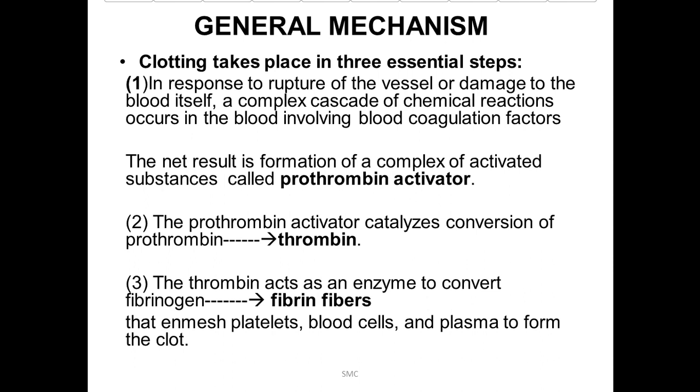Second, the Prothrombin Activator catalyzes conversion of prothrombin to thrombin. And this reaction, the conversion of prothrombin to thrombin in the presence of Prothrombin Activator, is the rate limiting step of clotting. Third, the thrombin acts as an enzyme to convert fibrinogen into fibrin threads that enmesh platelets, blood cells, and plasma to form the clot. So these are the main three steps of the clotting mechanism.